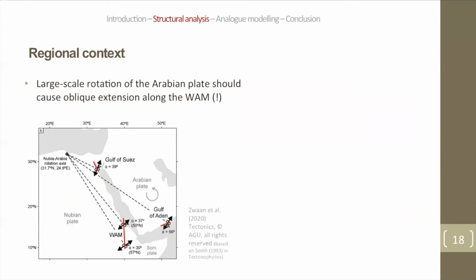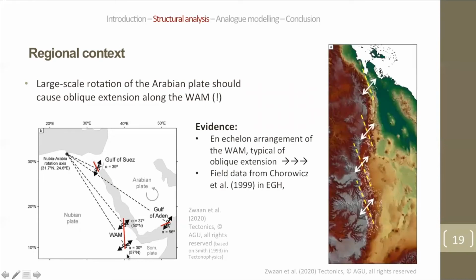So now if we look at the large-scale tectonic situation in the area, we should expect that the rotation of Arabia, which is affecting the Red Sea and the Gulf of Aden, should cause an oblique extension, a sinistral oblique extension along the north-south oriented Western Afar Margin. And there is some evidence for this as well. We find this en-echelon arrangement along this Western Afar Margin, and there is also field data from Corti et al. that suggests a similar extension or even strike-slip motion along the Western Afar Margin.